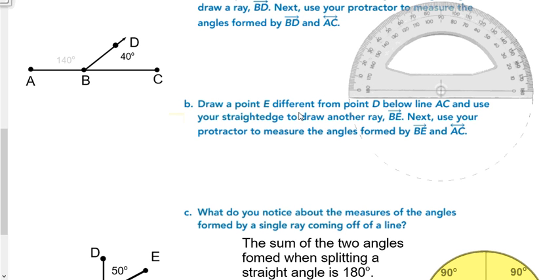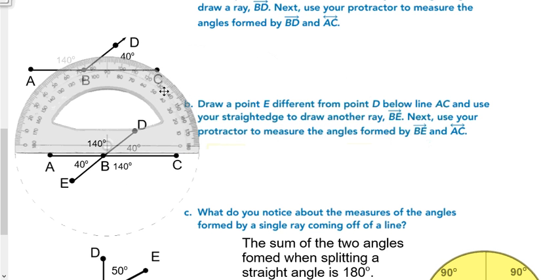Draw a point E different from point D below line AC. So this was above line AC, but now we're trying to draw a point below line AC and use the straight edge to draw another ray BE. So it's going to look like this. So we have the same ABC straight angle, and we still have this portion from part A, and now they want us to draw point E, or ray BE, below AC. Okay, so it should look like this. So these angles are the same because I drew the same ones.